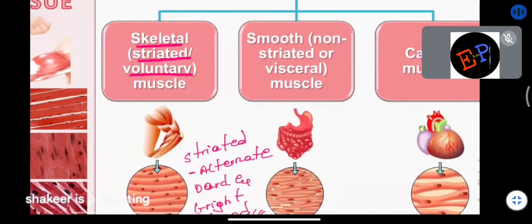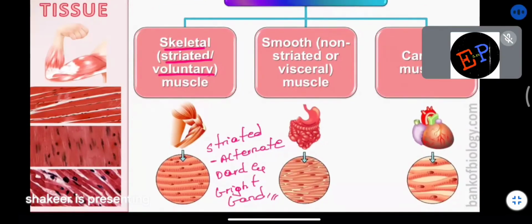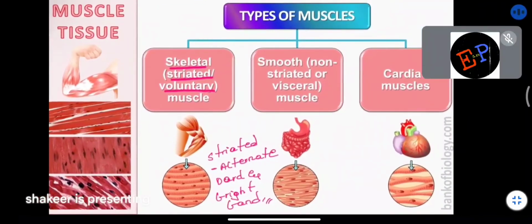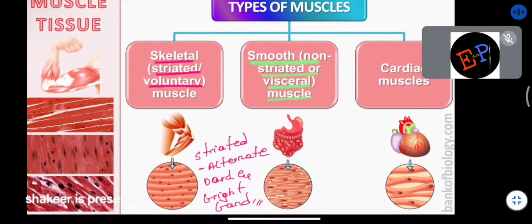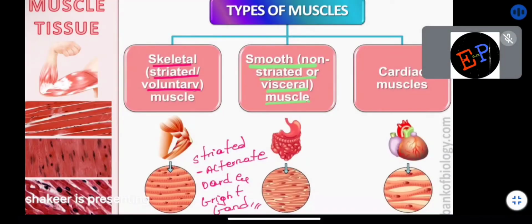So what is the first type of muscular fiber? Skeletal muscle, or you can call it striated voluntary muscle. Second one is called smooth or non-striated, or you can call it visceral muscle. What is meant by visceral muscles? The muscles of which the smooth body parts are made up. Are you able to understand? So inside the kidneys also you will find these smooth non-striated muscles. Inside the heart also, inside the lungs also you will find these smooth non-striated muscles.